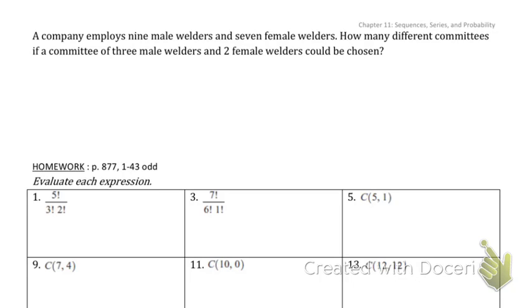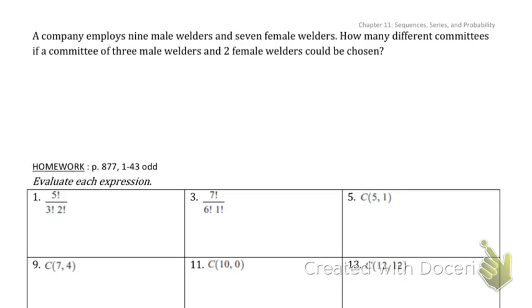All right, last example. It's kind of like that group one, because I think those are the hardest ones for combination. So it says a company employs 9 male welders and 7 female welders. How many different committees can be formed if a committee of 3 male welders and 2 female welders could be chosen? So how many different committees can you form if 3 male welders and 2 female welders could be chosen?